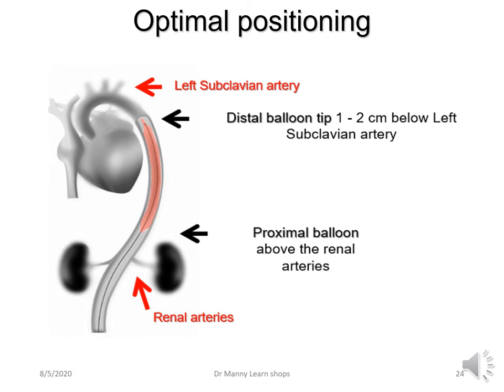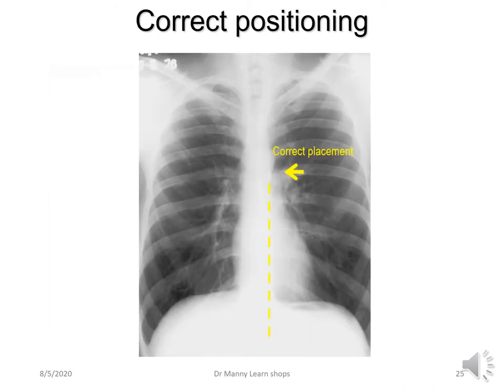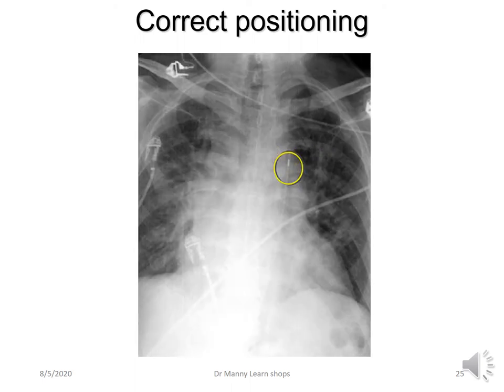So the optimal position, the distal radio-opaque tip, should be situated about 1 to 2 centimeters below the left subclavian artery on chest x-ray, which again you can also review in Dr. Manny's YouTube sessions on x-ray interpretation, I think it's part 4, part 5, which looks at line placement on chest x-ray. The correct placement is approximately 2 centimeters below the left subclavian artery or the aortic knob. There's the radio-opaque tip that you can see on the chest x-ray. You can even see the lumen of the balloon filled with air, but you're looking at the radio-opaque tip.